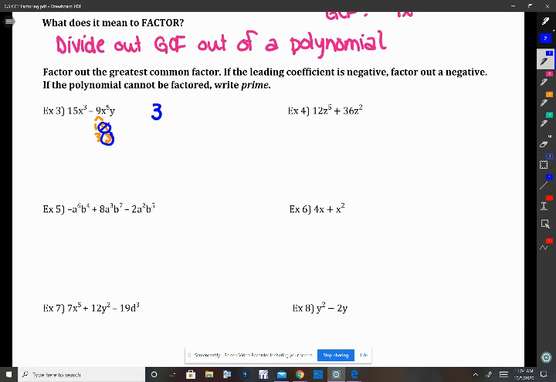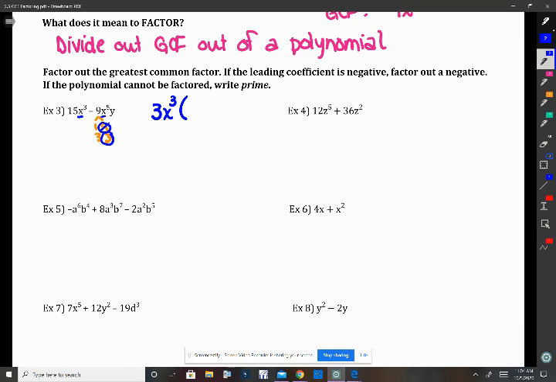So then I look at my letters. Do they have letters in common? They do. They have an x in both of them, and the smallest power is 3. And then do they have anything else in common? They don't. And so we write, this is my GCF, and now I divide.